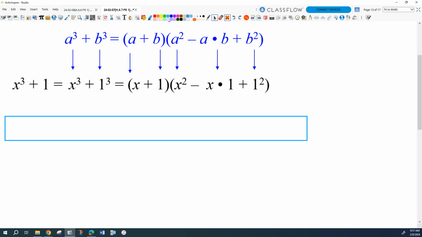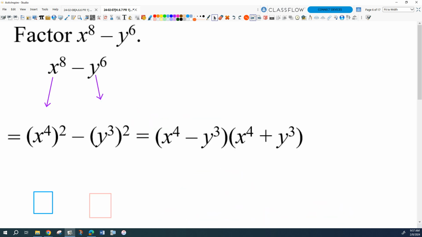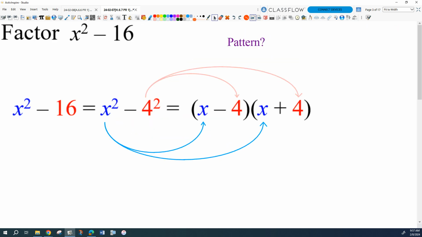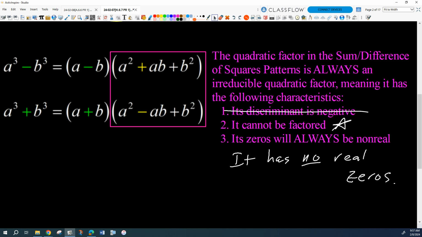Should we try? No. Remember, it's never going to work. Got to go way back. Man, that's way back. We did a lot. How about that? It's never going to work. These are always irreducible quadratic factors. You can try until the cows come home. They're never, ever going to factor.